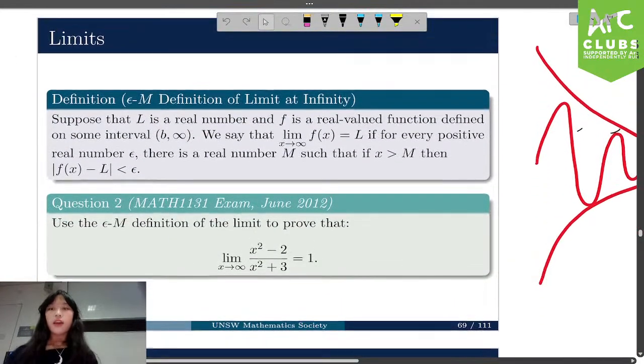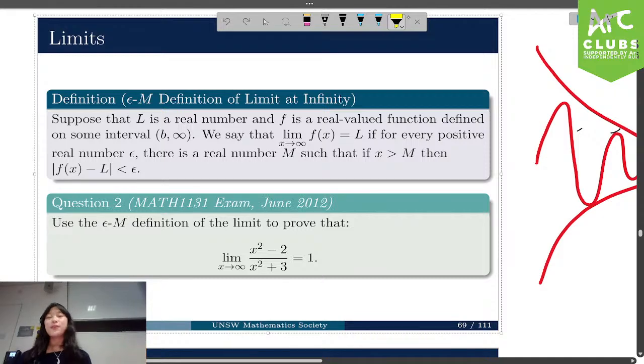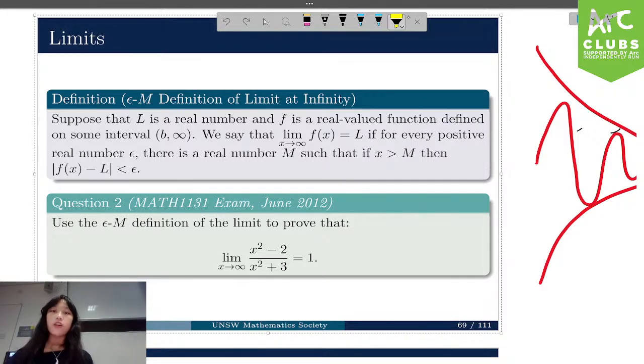Okay. All right, let's look at limits. This is probably my favorite part of the course. So we're going to look at the Epsilon-M definition of a limit at infinity. A lot of words. Suppose that L is a real number and that f is a real valued function defined on some interval, b to infinity.